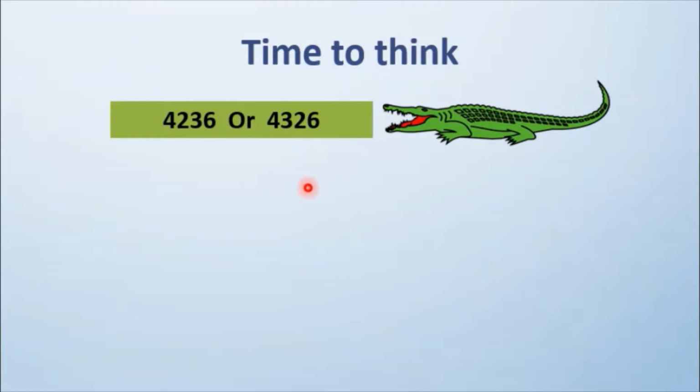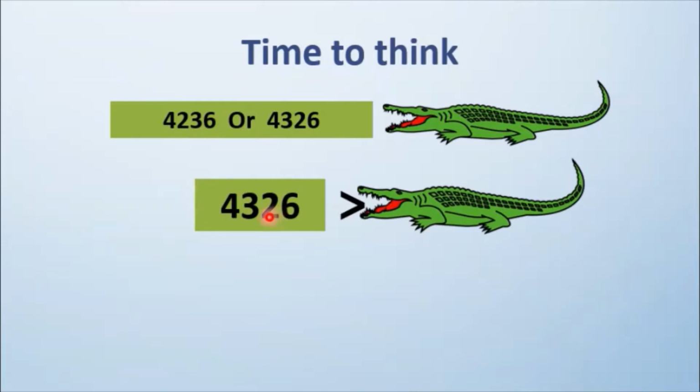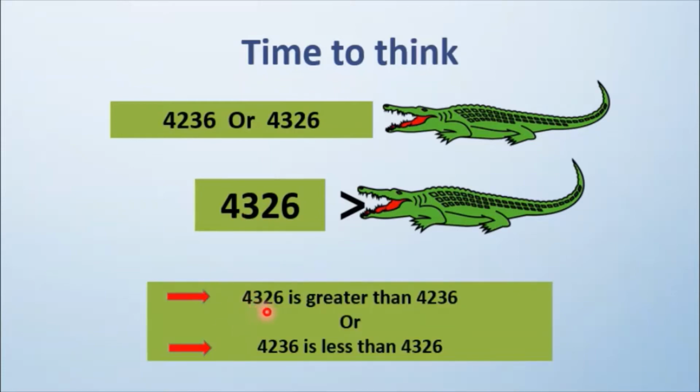As you all are familiar with this concept, alligators always want to eat the greater number. Can you tell me which number of these two the alligator will eat? Yes, you are right. The alligator will eat 4,326 because 4,326 is greater than 4,236. Or in other words, we can say 4,236 is less than 4,326. How can we write it symbolically? Let's learn.